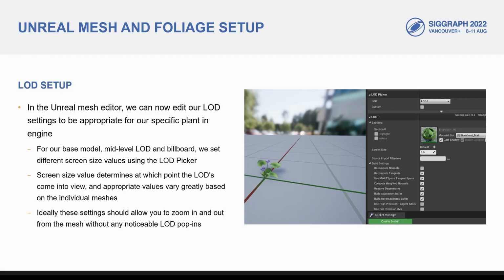The screen size value determines at which point the LODs come into view, and what's appropriate really varies based totally on the individual plant. Ideally, these settings should allow you to zoom in and out, get close to the plant, back up, without any noticeable pop-ins on the model. You shouldn't see the mid-level come in, you shouldn't really see the billboard come in, even though the billboard is just a single plane.